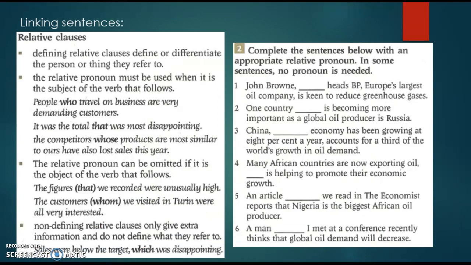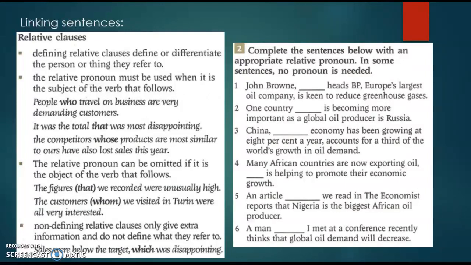You can use relative clauses too to link sentences. Relative clauses can be defining, which define or differentiate the person or thing they refer to. Here the relative pronoun must be used when it is the subject of the verb that follows. It can be omitted if it is the object of the verb that follows. Non-defining relative clauses only give extra information and do not define what they refer to.